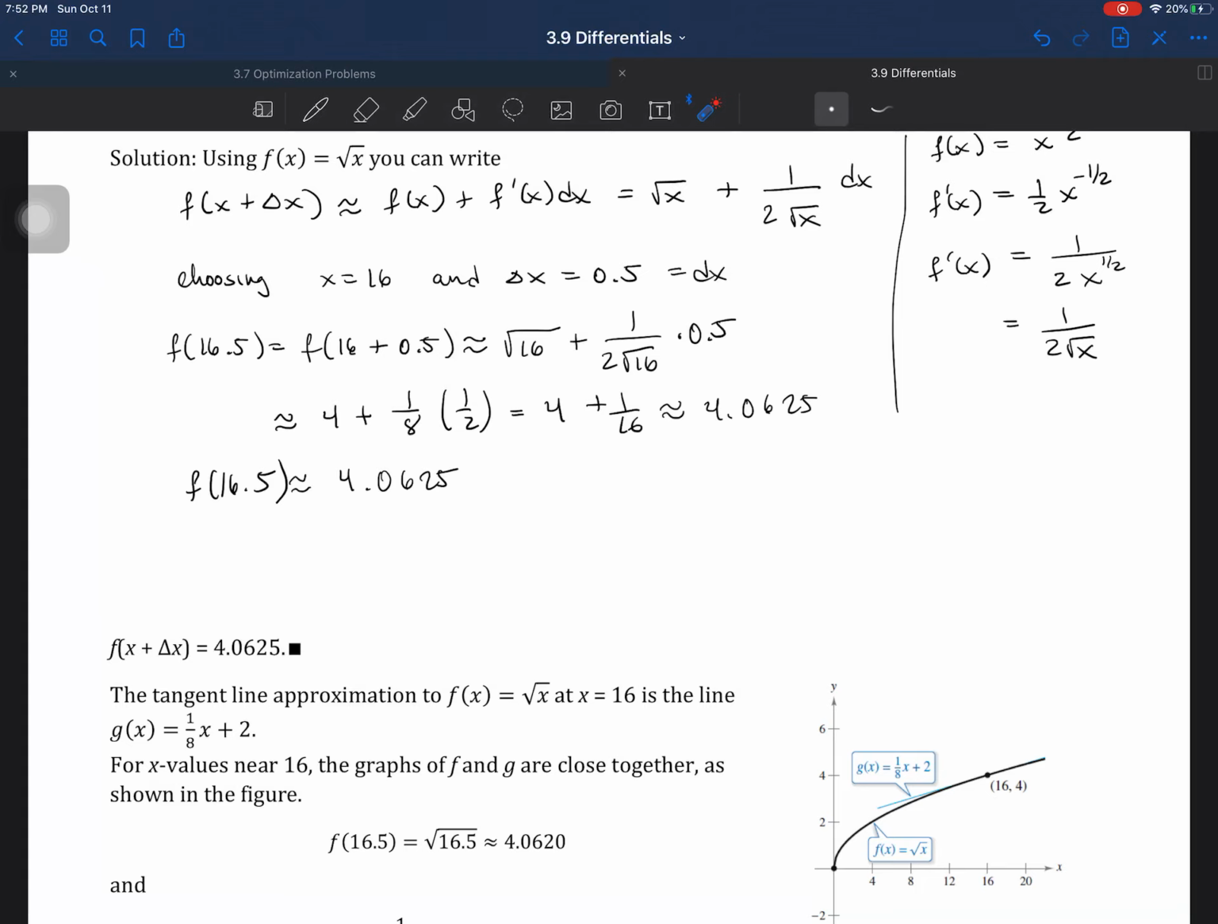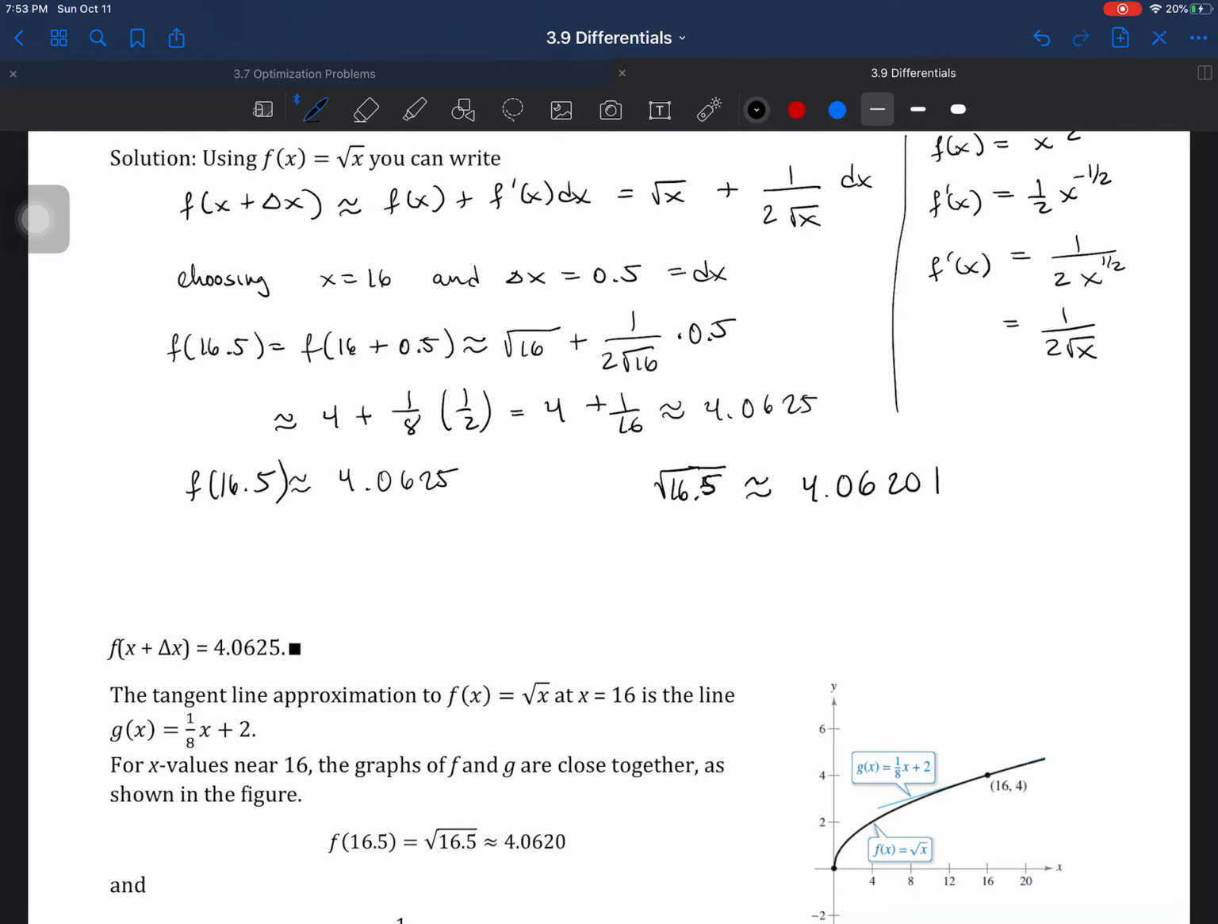In fact, if you try this in your calculator with the actual square root of 16.5, the actual number is approximately, using the same number of digits, 0.621. So we're pretty close, right? It's pretty nice. All right, so we're done, that's the actual problem.